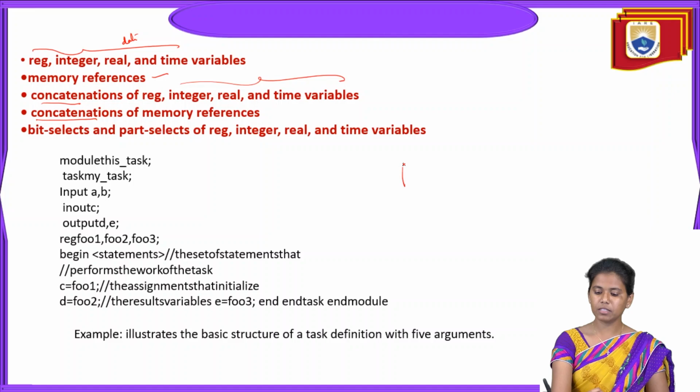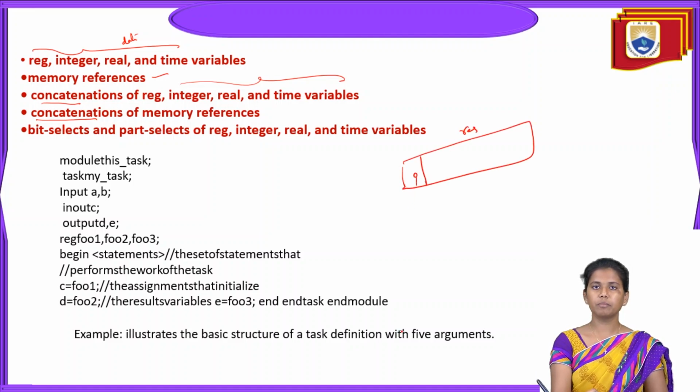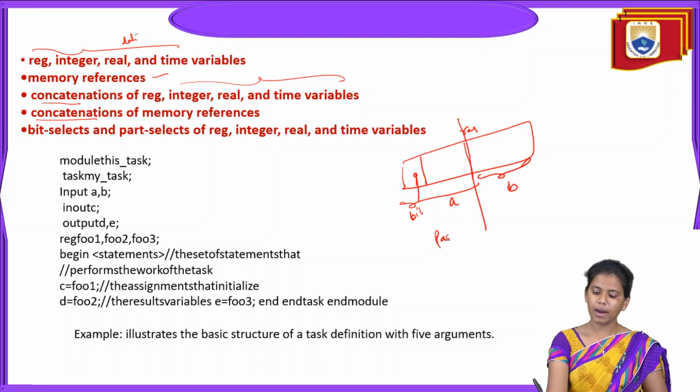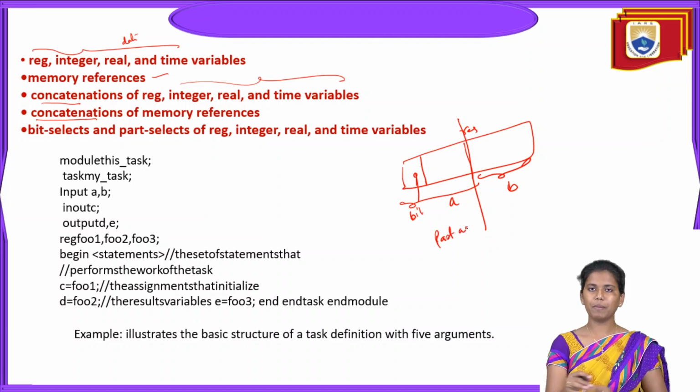We know the bit select and part select. So if this is a register, the bit select is nothing but this. This is a bit select. And if it is a part select, I divided this register into A and B. So if I'm considering part select, then I have to go to part A, right? So this is a part select.